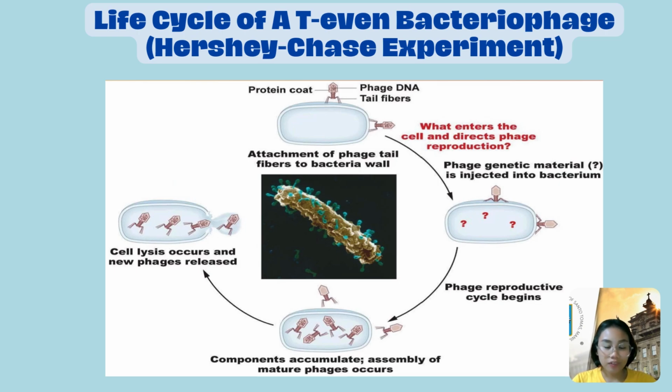Here we see the life cycle of the T2 bacteriophage. First, we have the attachment. The bacteriophage attaches to the surface of the bacterial cell. Second, injection. The phage injects its DNA into the bacterial cell, leaving its protein coat outside. Third would be the replication. Inside the bacterial cell, the phage DNA directs synthesis of new phage components using the bacterial machinery. Fourth would be the assembly. New phage particles are assembled from the synthesized components. And lastly, lysis. The bacterial cell bursts, releasing new phages, which can infect other bacterial cells.